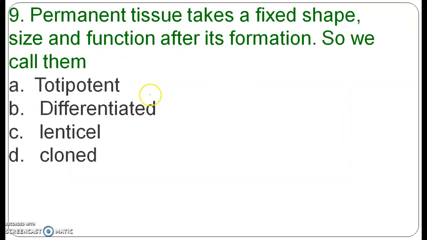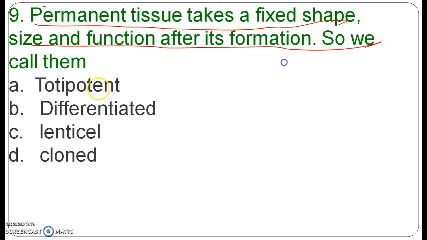Next question. Permanent tissue takes a fixed shape, size and function after its formation. So we call them as A, totipotent, B, differentiated, C, lenticel, and D, cloned. Here, this is a very conceptual question, children.